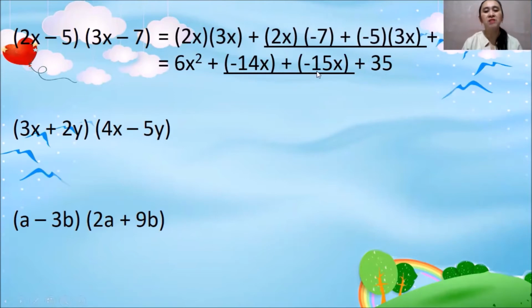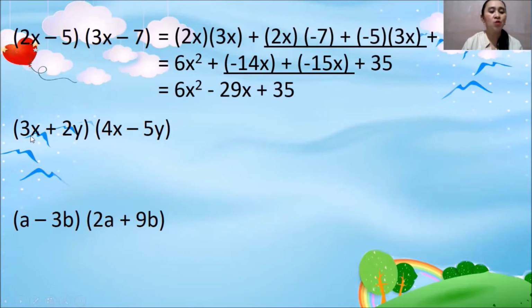Naka-underline ang similar terms na ating i-combine. If we observe, the sign are the same. So, we apply what we have learned in integers, that we add the common terms or the number and copy the common sign. So, bring down, it means the product of 2x minus 5 and 3x minus 7. Bring down 6x squared. Negative 14x plus negative 15x is negative 29x. Kaya minus 29x. And bring down 35. So this is the final product.